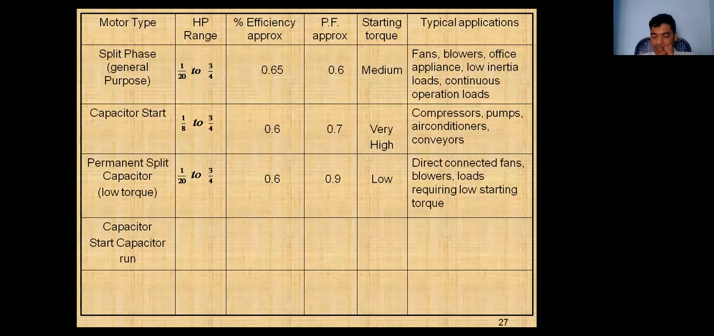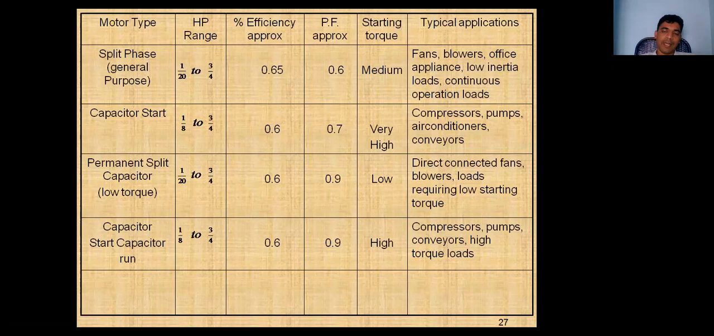Capacitor start, capacitor run motor: its HP is around 1/8 to 3/4. Its efficiency is very low, 0.6. Its power factor is improved to 0.9, and its starting torque is also very high. It is used in compressors, pumps, conveyors, and high torque loads.